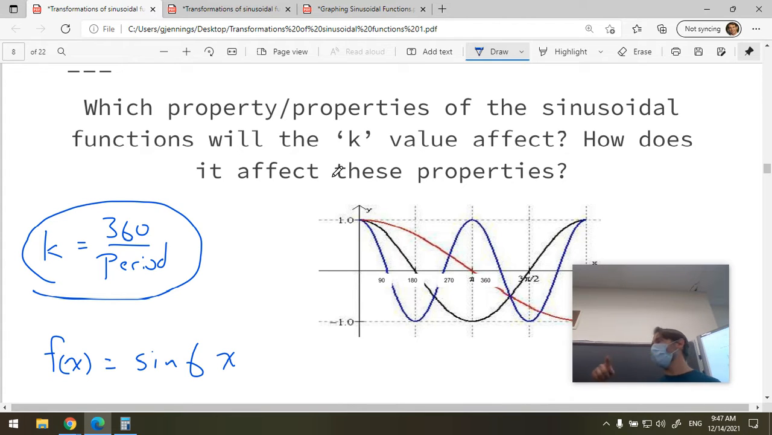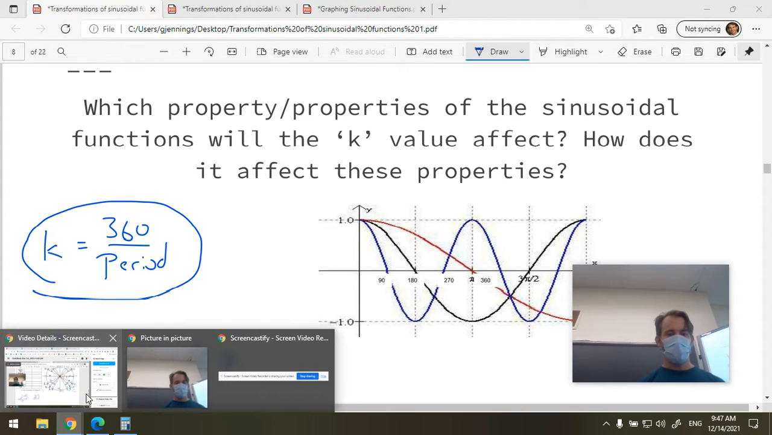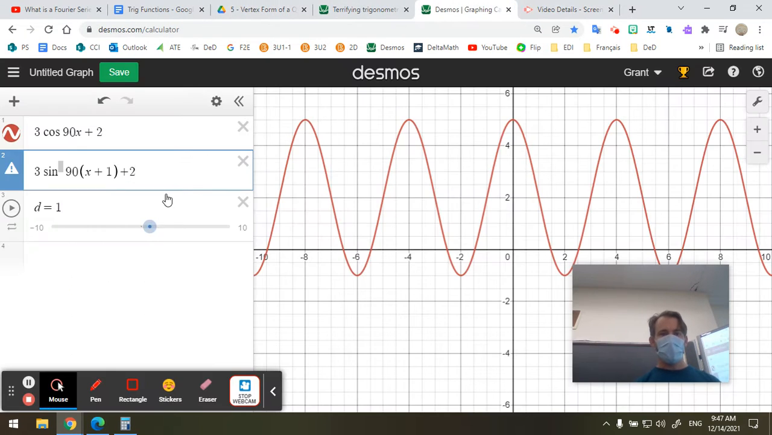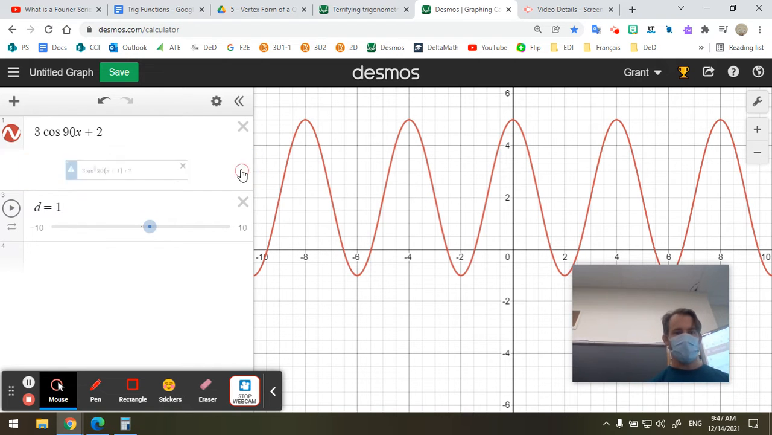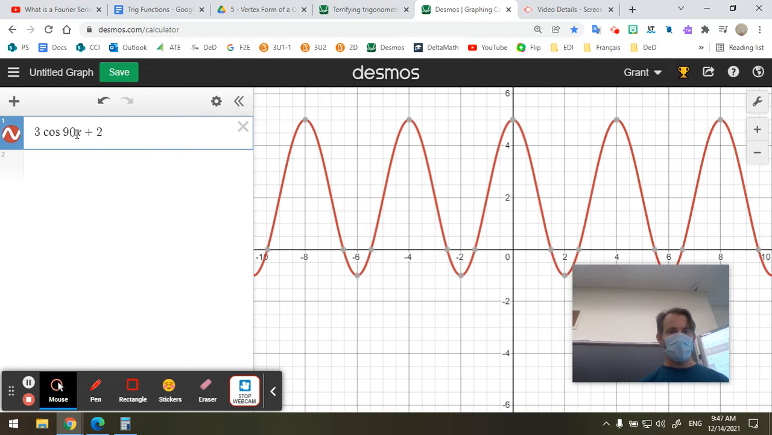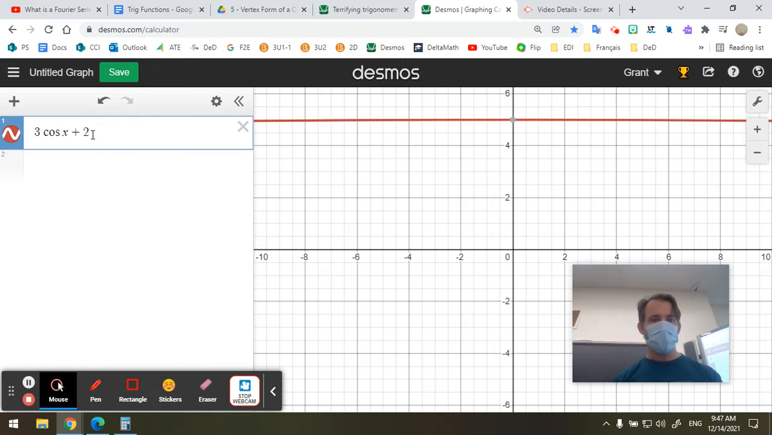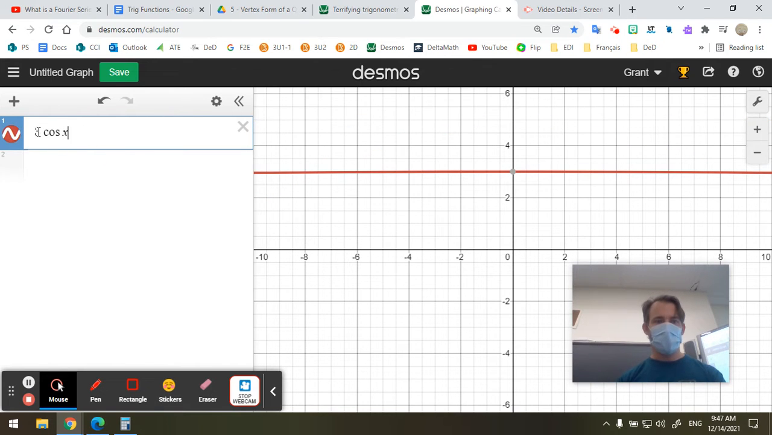And in 10 seconds you want this function to go through one full cycle, for example, we can create trigonometric functions that will do that. So let's take a look at some. Here's Desmos, and we have some ugly functions there. Let's turn them off. And we're going to take a look at how this k value affects this function here.